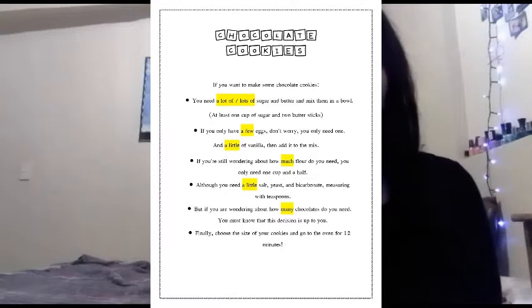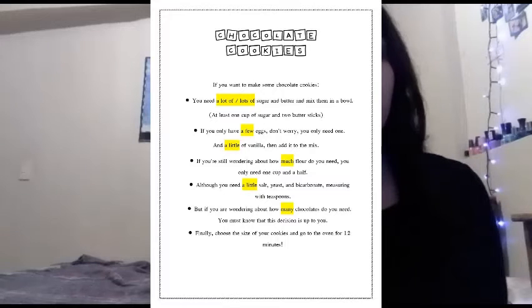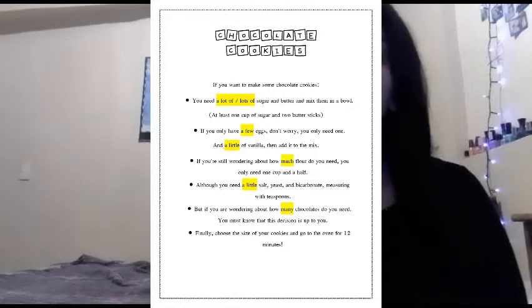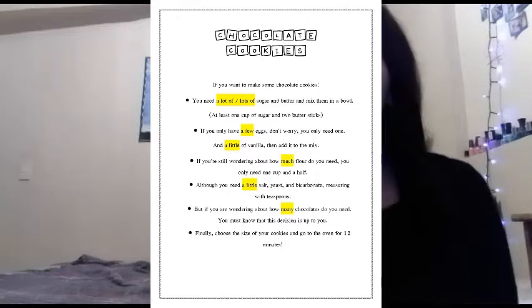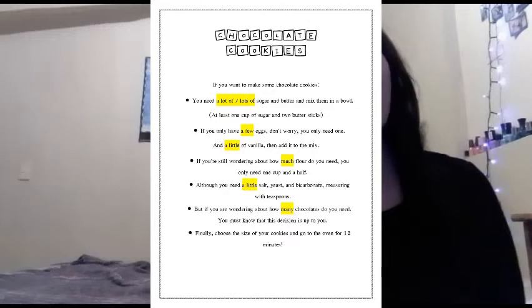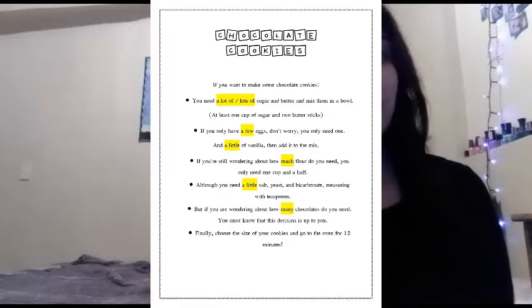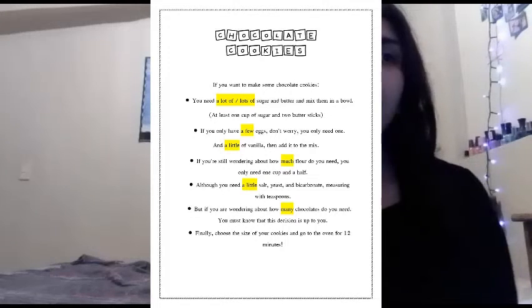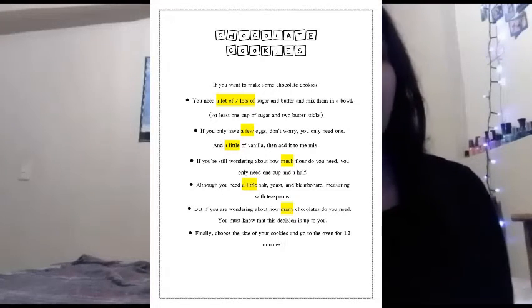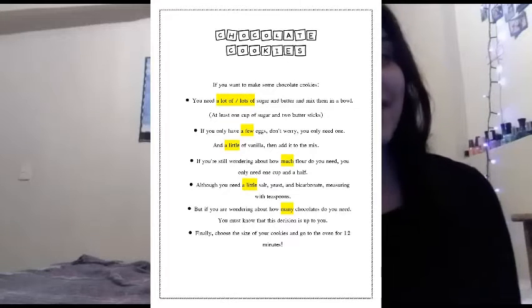And if you're still wondering how much flour you need, you only need a cup and a half. Also, you only need a little salt, yeast, and bicarbonate, measuring with teaspoons. But if you're still wondering how many chocolates you need, you must know that this decision is up to you. And finally, choose the size of your cookies and go to the oven for 12 minutes.